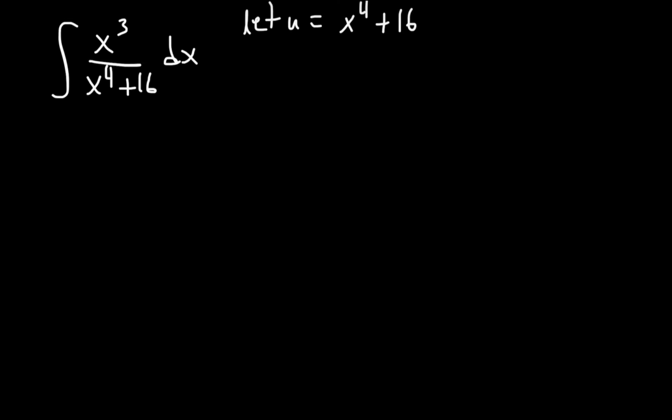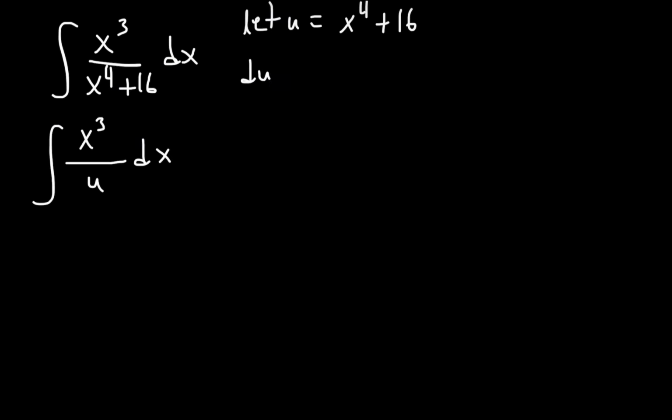The reason why I'm doing that is because if I take the derivative of this quartic function, I'll get a cubic function, and then the x's can get cancelled out. So the integral of x raised to the power of 3 over u times dx. And now I want to get du.